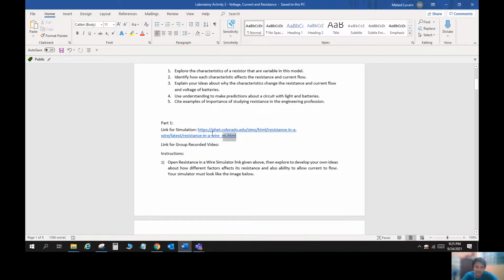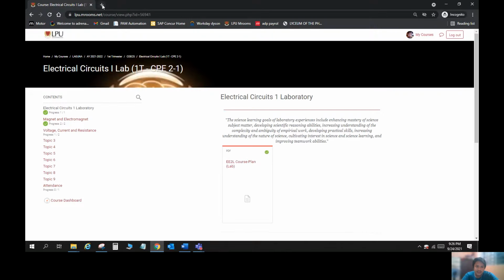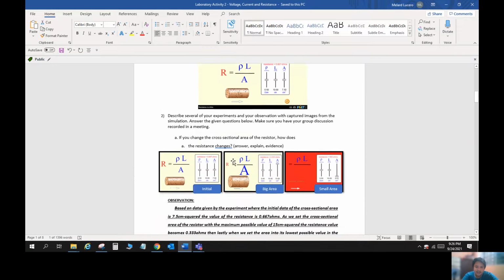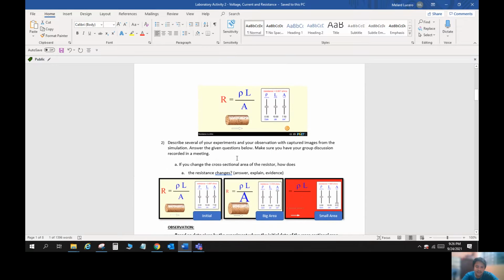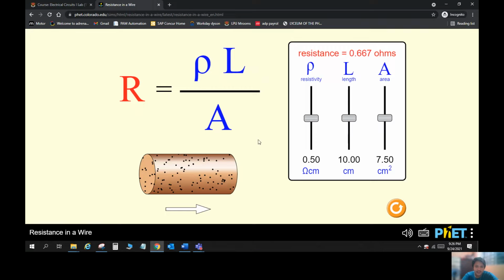So we have here the link. Let's just copy this, then paste it here. Okay. So some of this is already done, but let's try to do this step by step. When we follow the link, it will lead us to this interface. This is from phet.colorado.edu, and the topic is resistance.